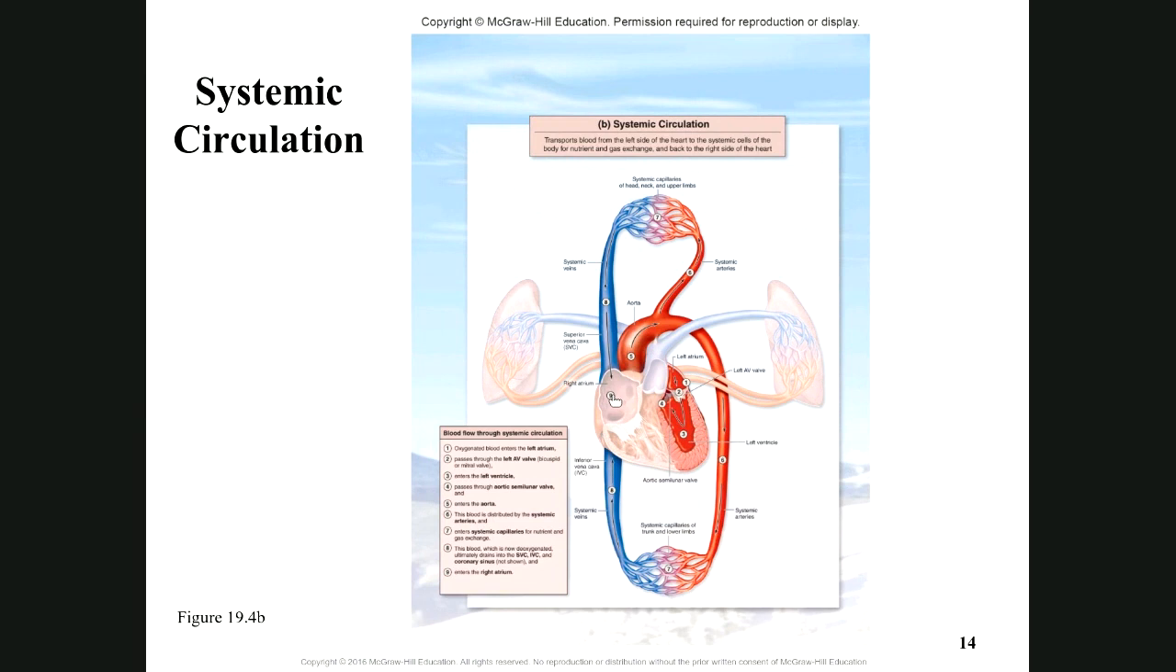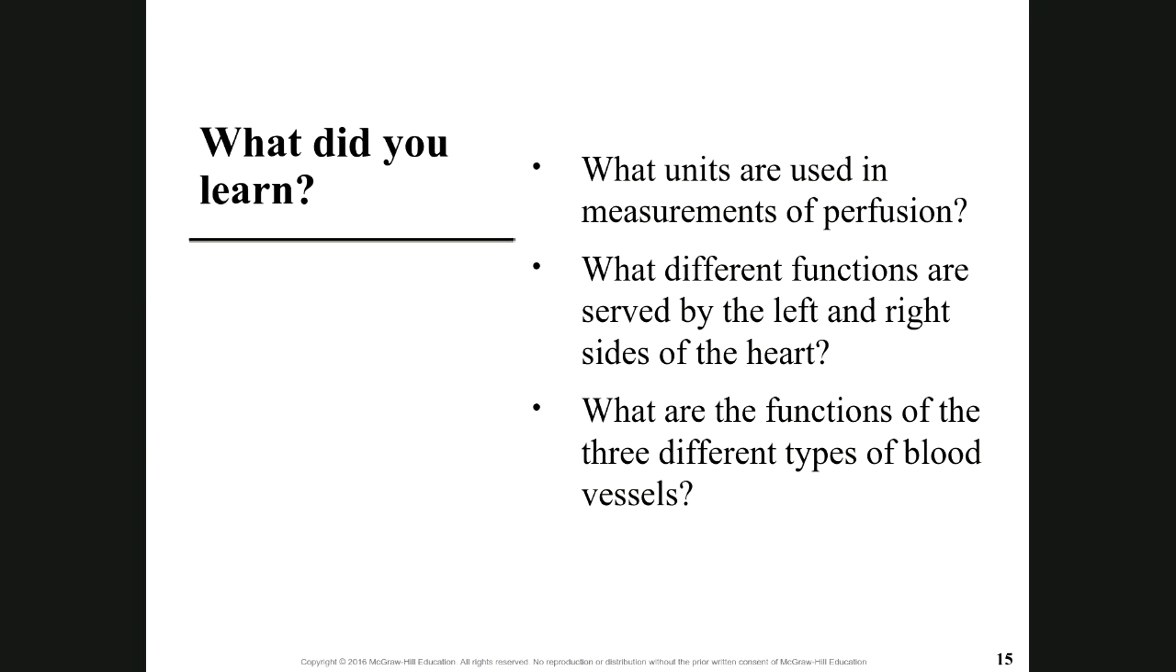You have both pictures in your book and also in your PowerPoint. You need to know the systemic circulation and pulmonary circulation step by step in order. So don't forget to work on them and know them step by step. At this point, you should answer these questions. What units are used in measurement of perfusion? What different functions are served by the left and the right side of our heart? And what are the functions of the three different types of blood vessels? You need to know all of these parts.